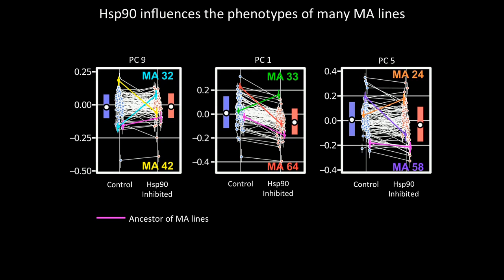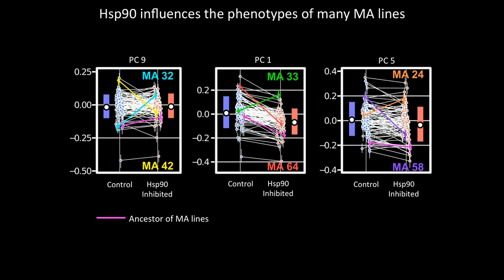Now, this collection of yeast strains I'm showing you, these are the MA lines. So these are the lines that possess new mutations that haven't been filtered by natural selection. So what these results suggest is that Hsp90 interacts with a lot of new mutations, and it does so in diverse ways. It buffers the effects of some of them.